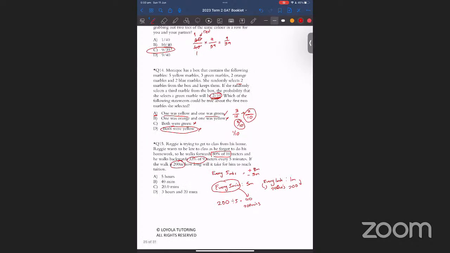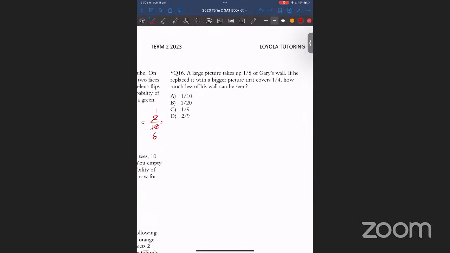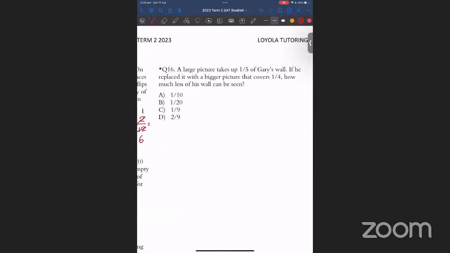All right, final question. A large picture takes up 1/5 of Gary's wall. If you replaced it with a bigger picture that covered 1/4, how much less of the wall can be seen? So it's as simple as 1/4 minus 1/5. We need to have an LCM, which is 20, so 5/20 minus 4/20, and that's equal to 1/20. And the answer is B.